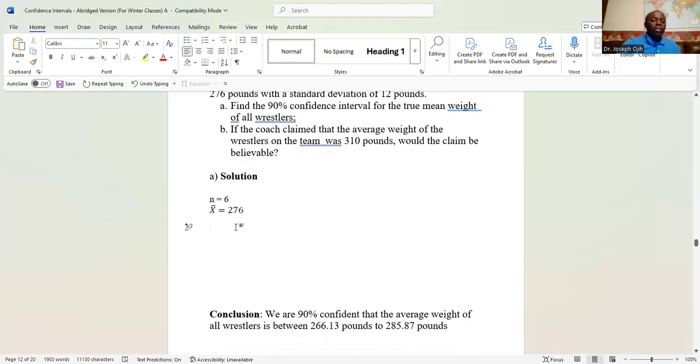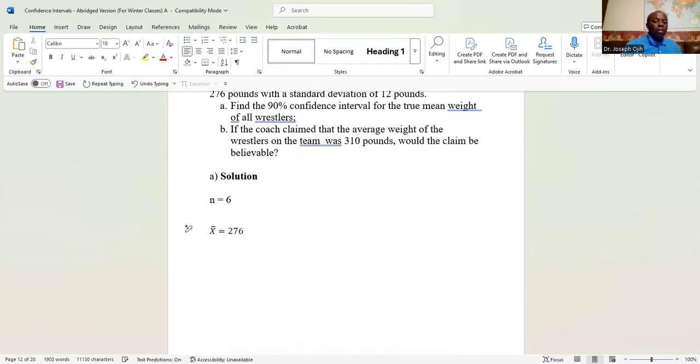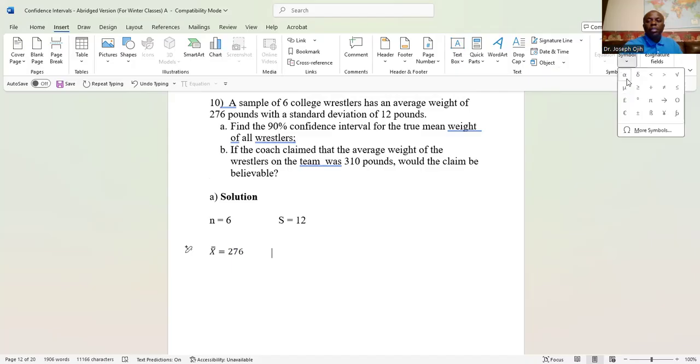So you're told that the sample size is 6 and the sample mean is 276. And the sample standard deviation S equals the 12 pounds and the confidence level is 90%. So that your alpha, your chance of being wrong, will be 10%, which is 0.10.